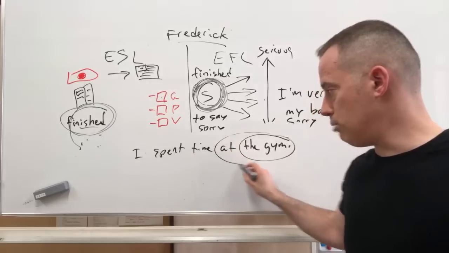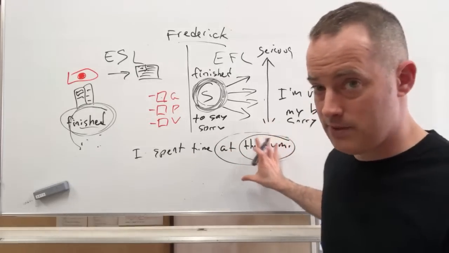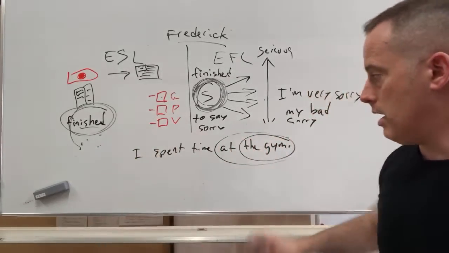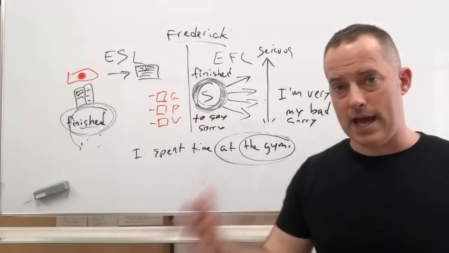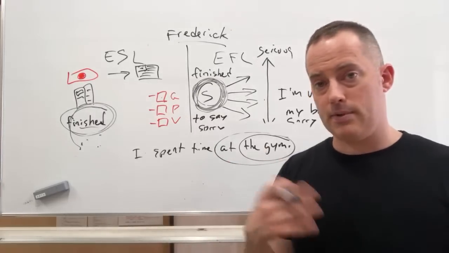And now I'm going to make this bigger. So notice we're starting with the end of the sentence and working backwards. So at the gym, at the gym.